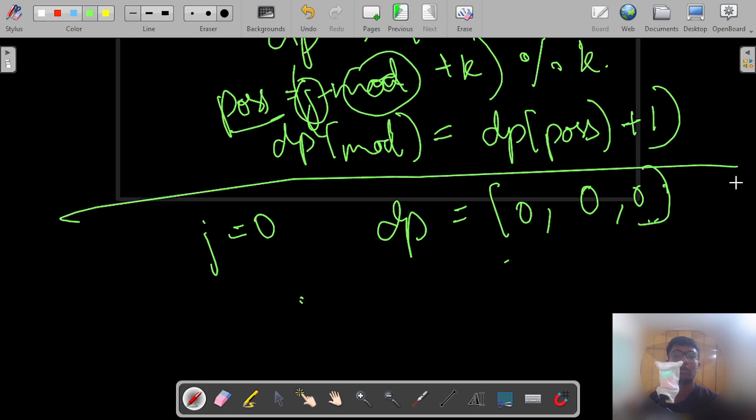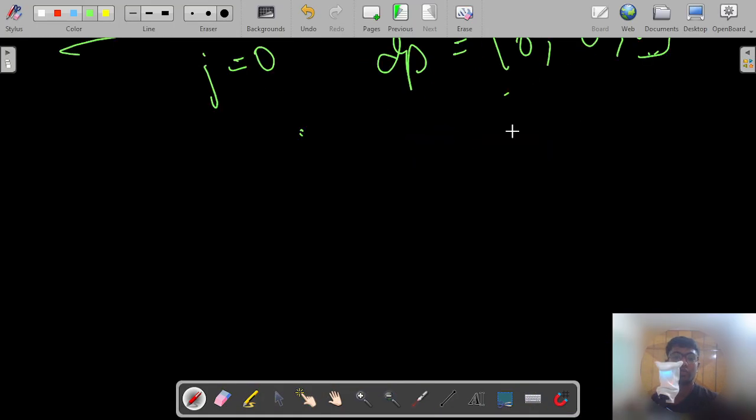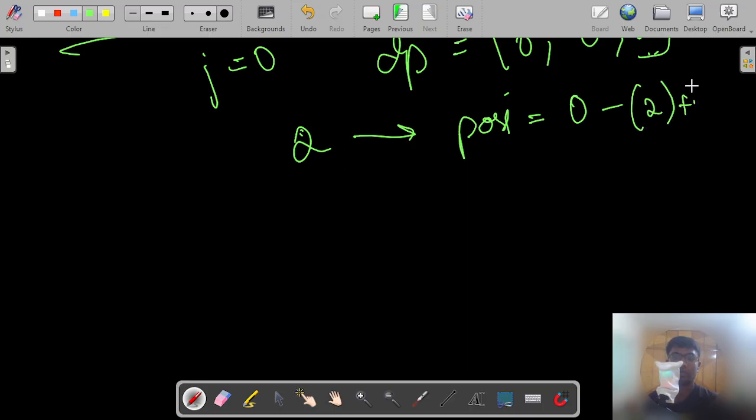The first value in the nums is, let's say, 2, and we know that the position value will be 0 minus 2 plus k. K is 0, mod of 3. This should give us 2.